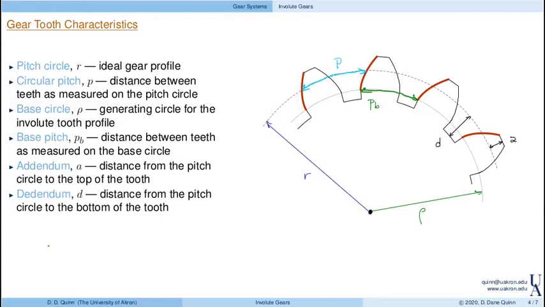One important thing to keep in mind here is that the pitch circle and, as a result, the circular pitch depend on the gear pair. So it depends on how the two gears that are in mesh fit together.